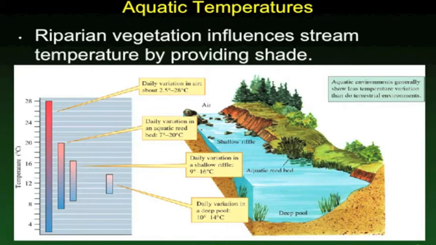So the organisms that live in these different environments are going to use them based on their ability to withstand that variation in temperature. It's also interesting to note that during the winter time, the fish will tend to move to the large deep pool areas where it doesn't get quite as cold, and they'll spend the winter time there.